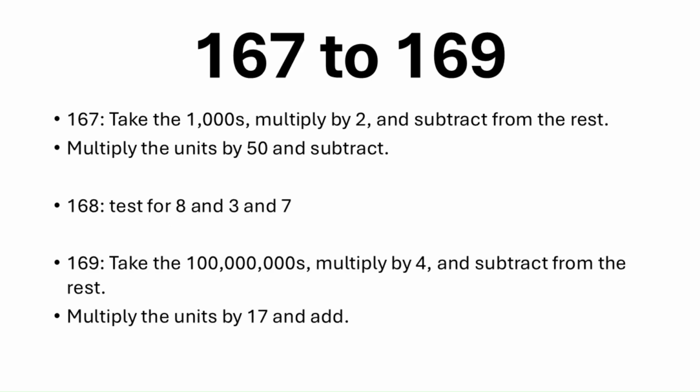167, take the 1000s, multiply by 2, and subtract from the rest. Multiply the units by 50 and subtract. 168, test for 8 and 3 and 7.